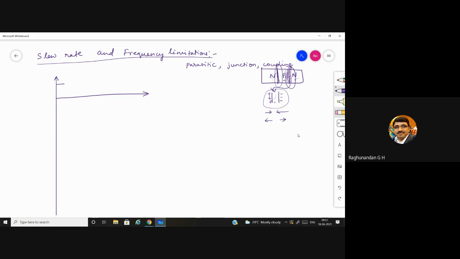For this, we will take an example of a voltage follower. May I know what is a voltage follower? What is the specialty of a voltage follower? Anybody?